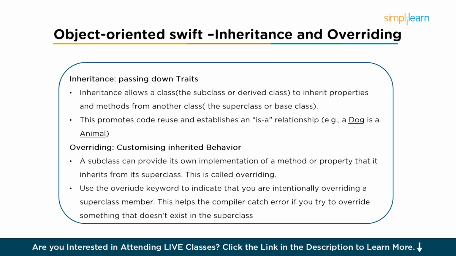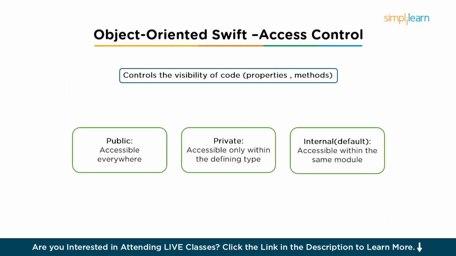So we'll move on to the next slide, which is access control. Control the visibility of the code. Access control lets you restrict which parts of the code can access other parts. This is important for encapsulation, which is a key principle of object-oriented programming that helps you hide the internal workings of a class and prevent unintended modification. So we have three types of it, which are public, private, and internal.